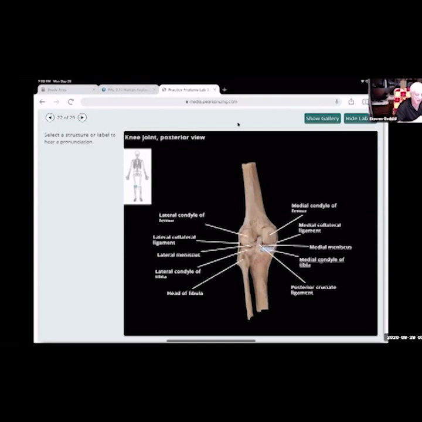You can see the medial. So this is your PCL that ran from the anterior portion back behind, pretty straight. Remember, the ACL goes the same way below it, but it wraps around. Okay, so this is your PCL. You have the medial condyle of the tibia. You have your medial meniscus, your medial collateral ligament, and your medial condyle of the femur.